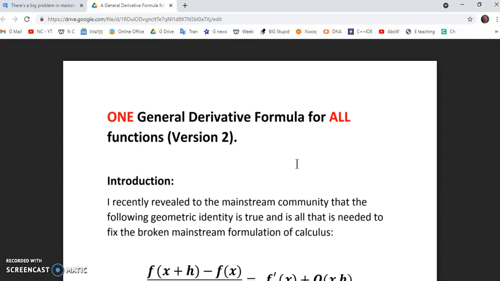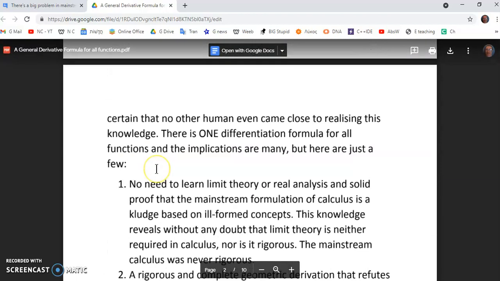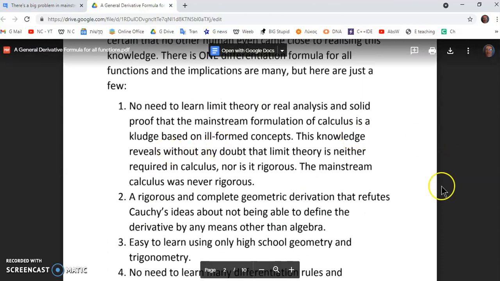In other words, the use of limit theory, infinity, and infinitesimals actually have nothing to do with calculating areas and volumes and surface areas and flow integrals and line integrals and all those good things. All that rubbish can be left out very nicely because it's explained geometrically, and that's what this theorem does. So, for example, there's no need to learn limit theory or real analysis, or anything like that.